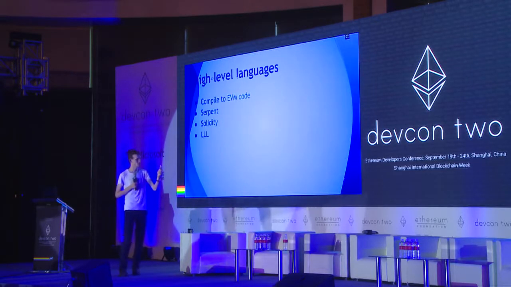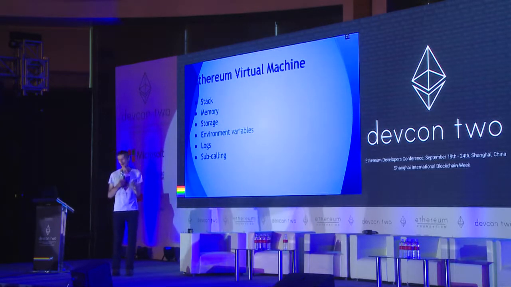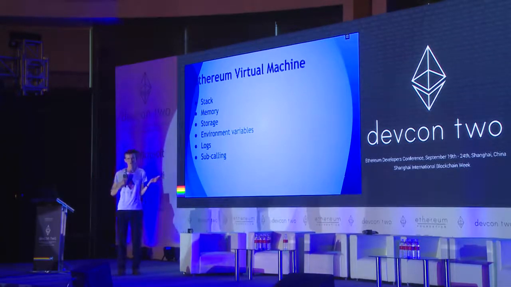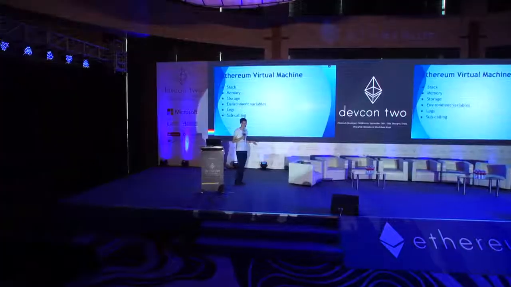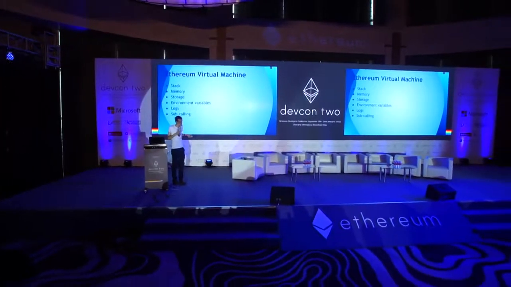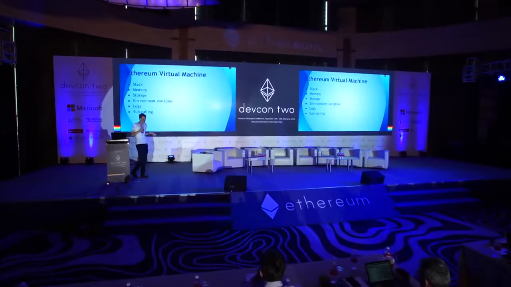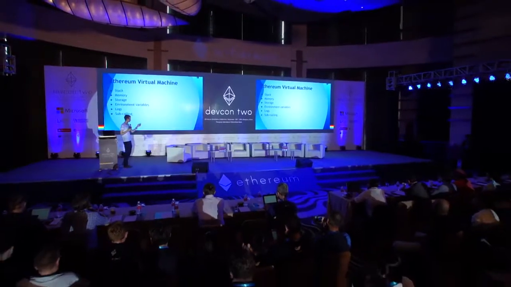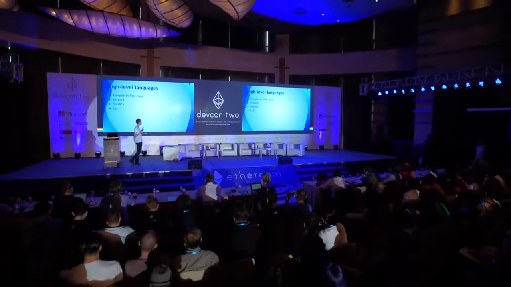So Ethereum virtual machine, we have a stack, we have a concept of memory, storage, environment variables. So contracts have access to things like the timestamp. And this is great because you can have contracts that say, if the time is greater than something like January 1st, 2018, then do something. And there's lots of wonderful use cases for this. Logs, calling contracts, calling other contracts.